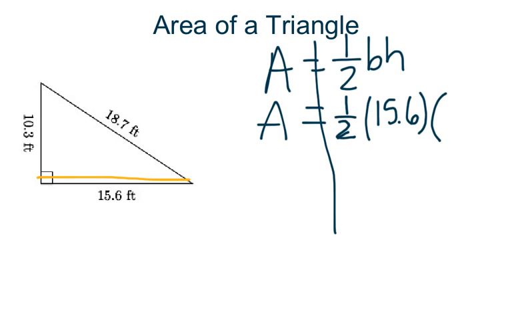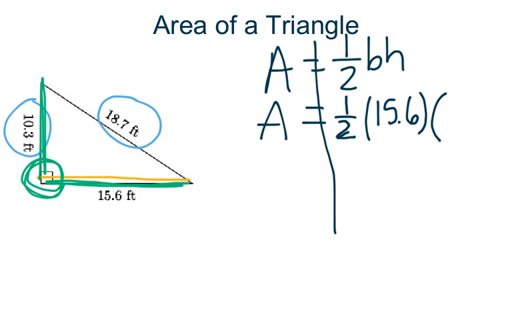And the height, notice there's two pieces of information that we could use. So here's how you identify the height. The base and the height always have to meet at a right angle. So notice the only one that meets 15.6 at a right angle is this 10.3. So 10.3 is going to be our height. 18.7 is what we call the slant height. So we're not going to use that. They do probably throw that in there to confuse us a little bit.